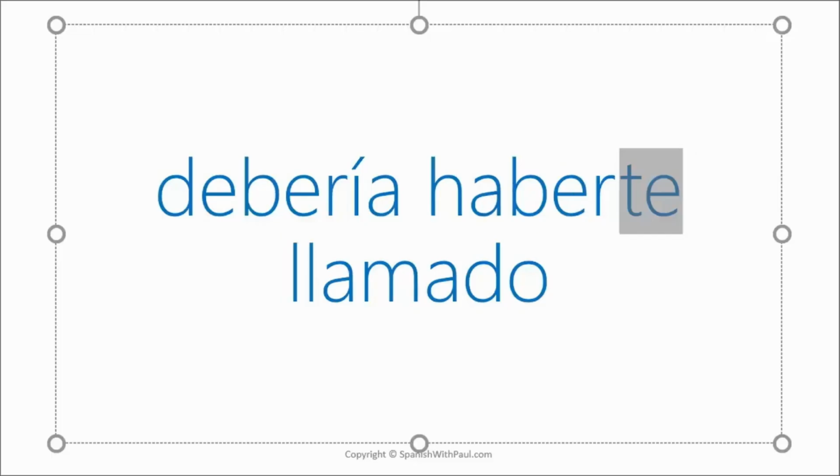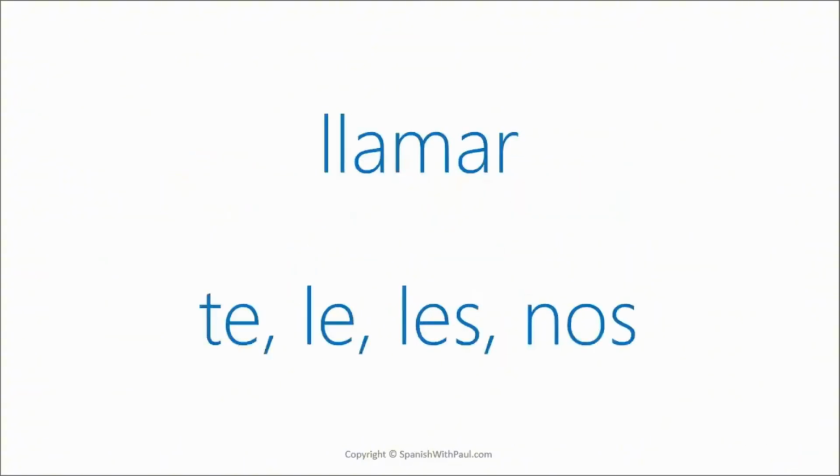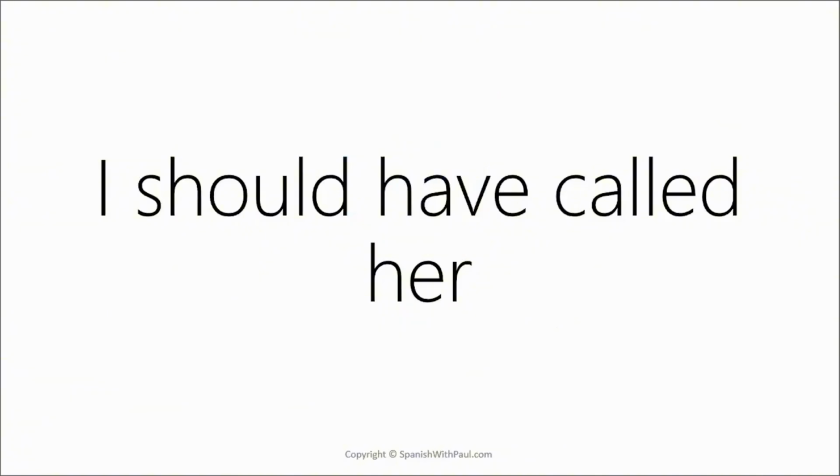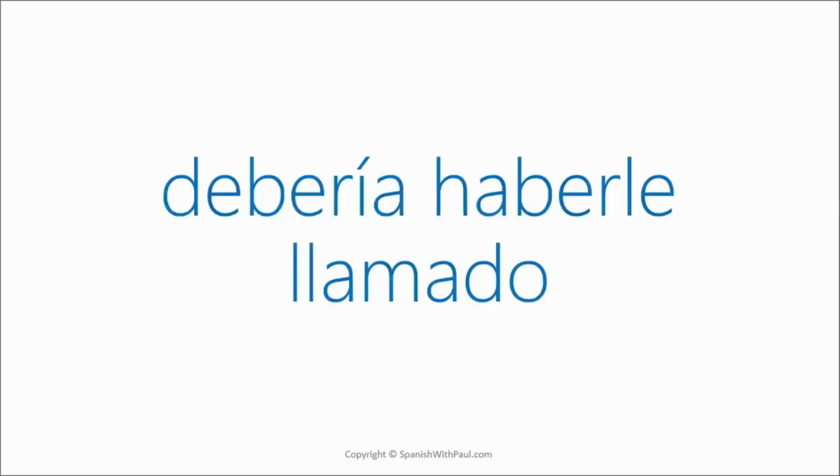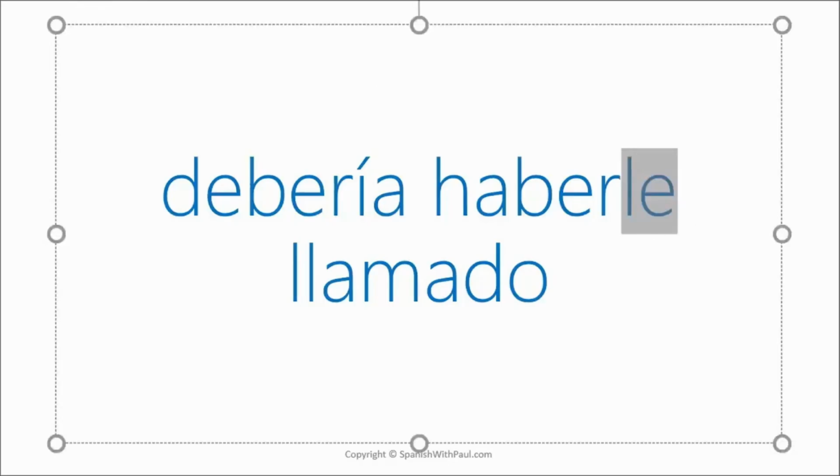So I should have called you. Debería haberte llamado. Let's continue with the verb llamar, and we'll play a little with these pronouns. So te, le, les, and nos. As we know, the verb llamar is one of those in the group that will tend to take the pronoun of le or les. So let's use that. How would you say I should have called her? Debería haberle llamado. Here we have the le for to call to her or to him. Again, it gets hooked on to haber. That's its position in the structure.